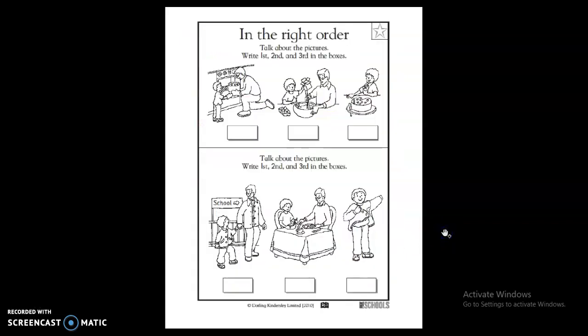Let's go ahead and find our worksheet, Mia. Take a few seconds to find it. This is what we're going to be working on today. Now, listen, we need to put these pictures in the right order. Talk about the pictures, write first, second, and third in the boxes. And we're doing the same thing for the top picture and the bottom picture.